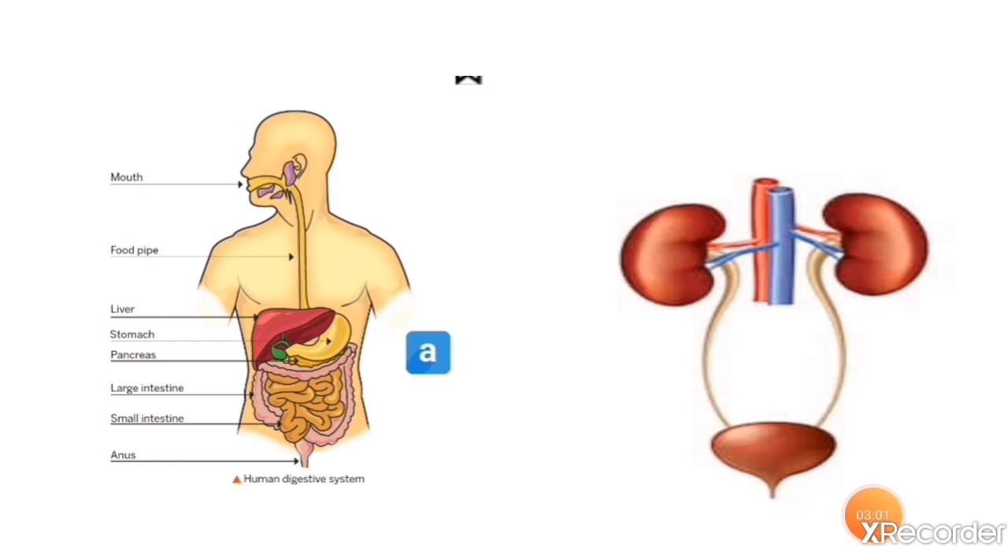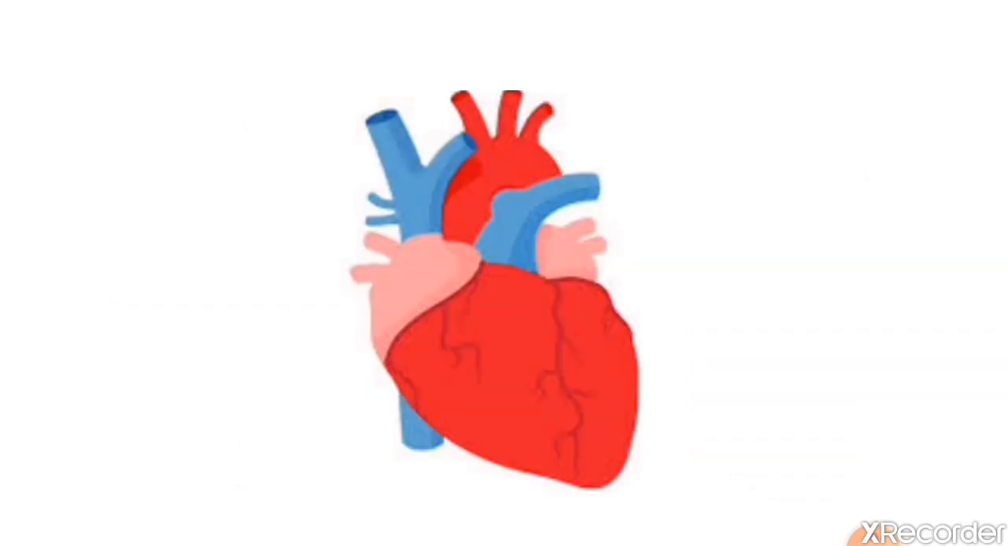The second type of muscles are involuntary or the smooth muscles. These muscles are not under our control. They are present in our internal organs like stomach, intestine, urinary bladder, etc. So internal organs are made up of these involuntary muscles and they are not in our control. We can't control them.